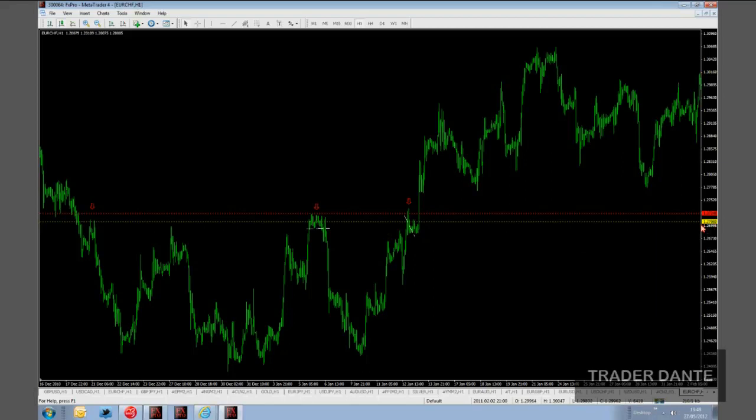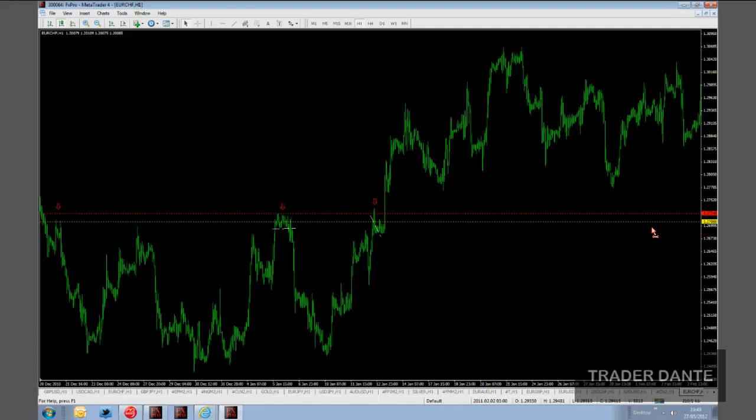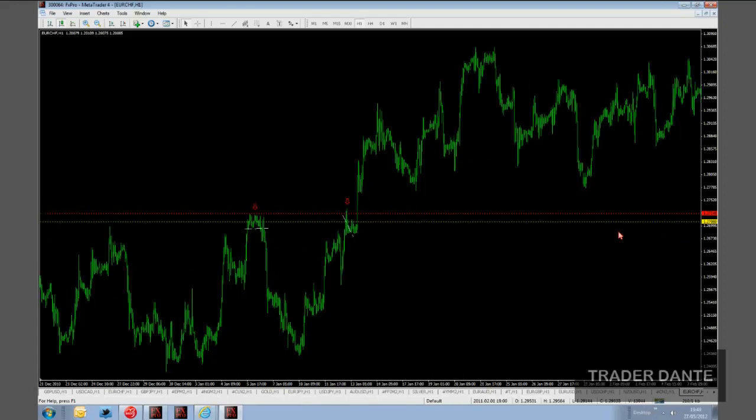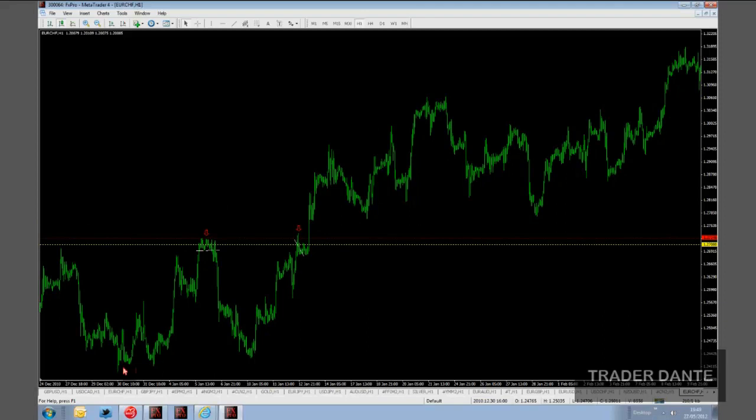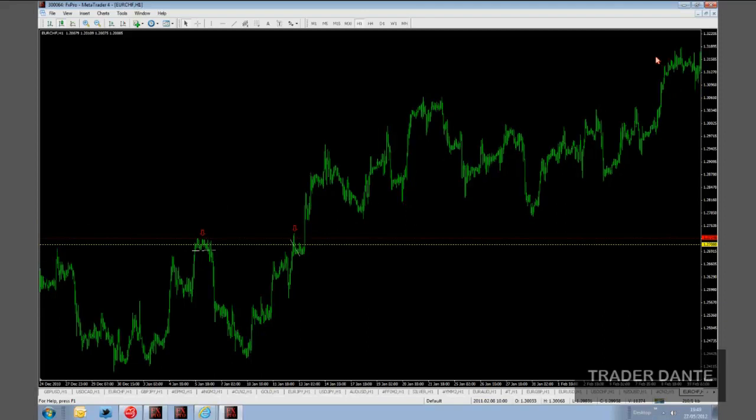Now, what were our other series of confluence that we could look at? Well, we could try a fib level. If we're going to see if there are any fib levels coming in around here, we're going to fib from lows to highs and see where those fib levels come in.